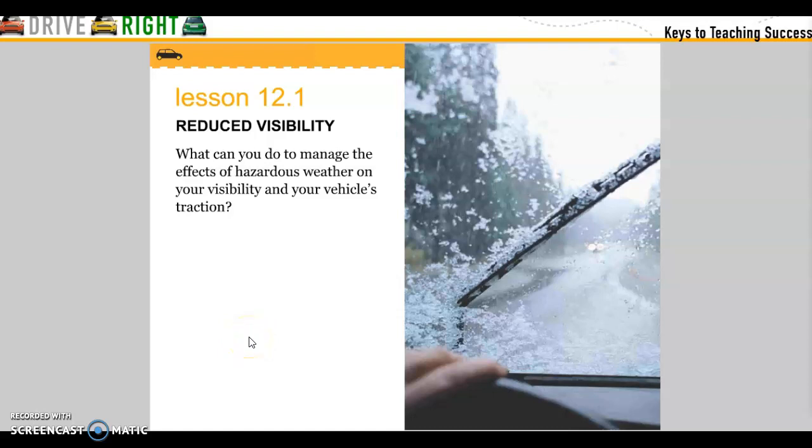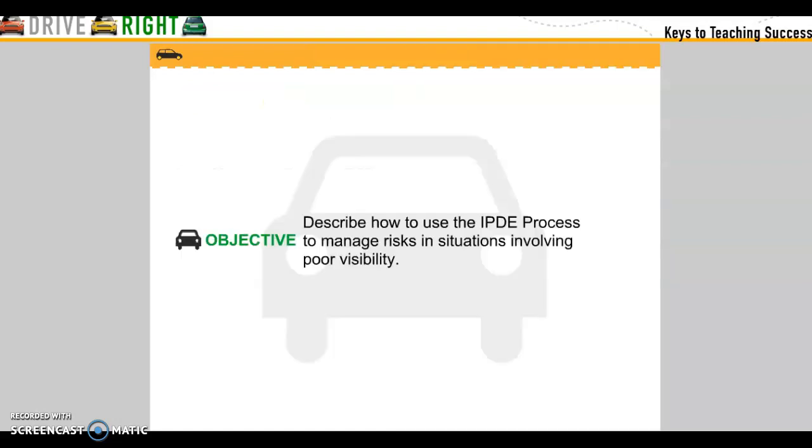Chapter 12, Lesson 1, Reduced Visibility. What can you do to manage the effects of hazardous weather on your visibility and your vehicle's traction? Describe how to use the IPTA process to manage risk in situations involving poor visibility.